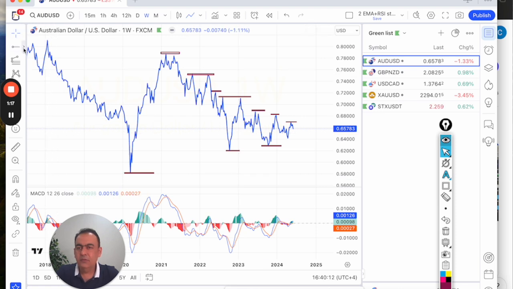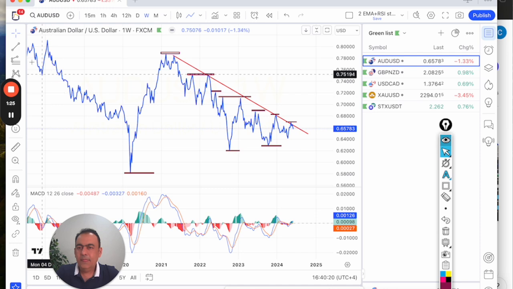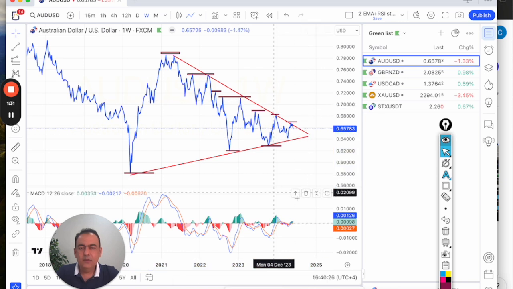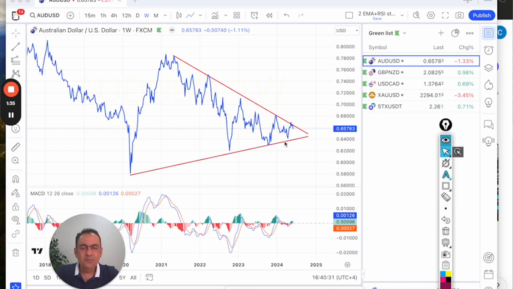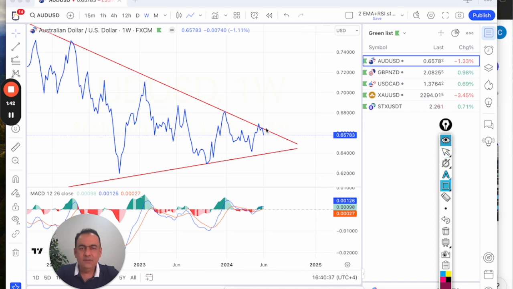So I'm going to mark the triangle here, taking the trend line and connecting all the highs. I'll join the lows as well. So here we got the triangle. So currently AUDUSD is bouncing lower from the top line of the triangle. So this is your resistance. Now moving to daily.